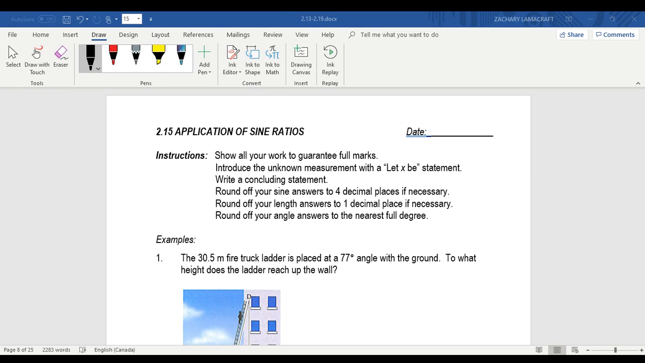Okay, guys, so we're continuing on with our sine law, but we're dealing with application of the sine law. Once again, application meaning real life examples and how we're going to use that, okay? We know that the sine ratio is SOH, and that is what we're going to be using moving forward today.